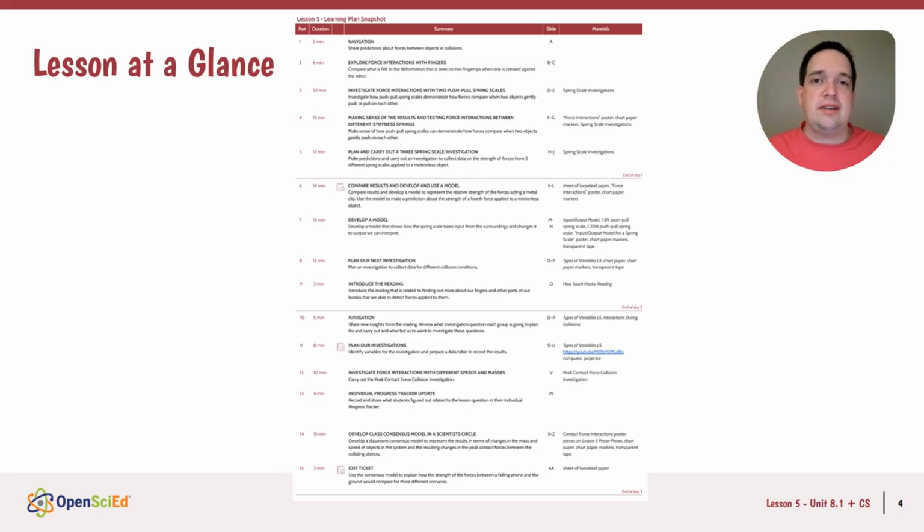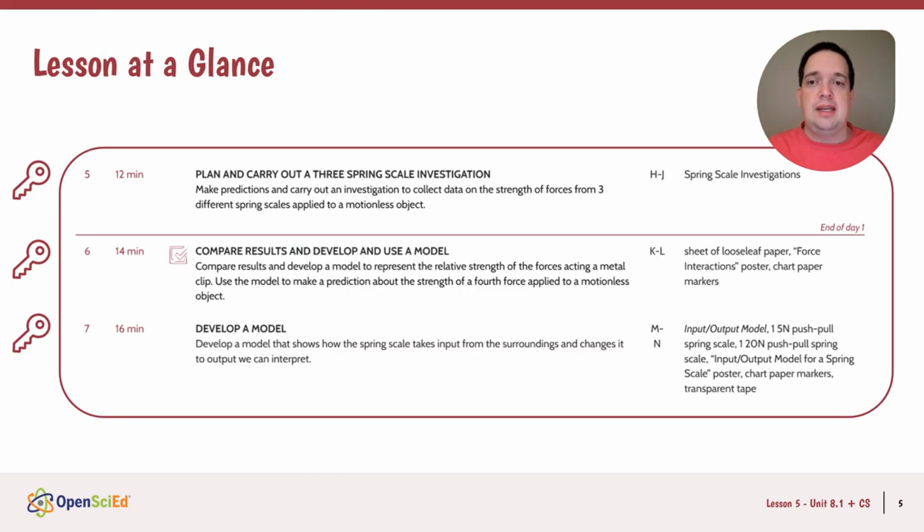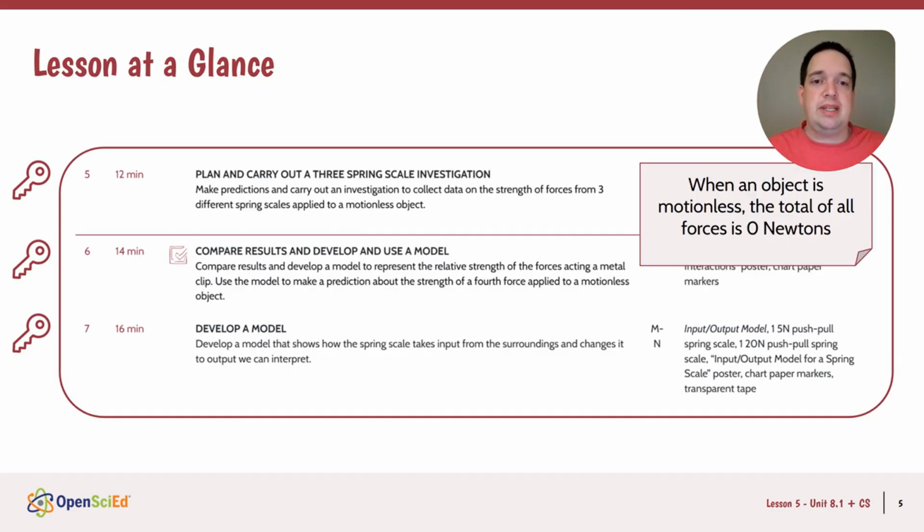This is the agenda for the new version of Lesson 5. Now, the original version is only 2 days. This is 3 days, and that's because we're adding in parts 5, 6, and 7, which are brand new. Now, when we zoom into those pieces, Part 5 and Part 6, those are just a little added exploration with the spring scales. And we're going to figure out from those that basically when an object is motionless, the total of all the forces is 0 newtons. That the pull in one direction is equal to the pull in the other direction, or the push, or whatever.